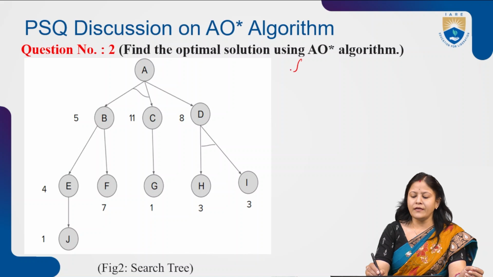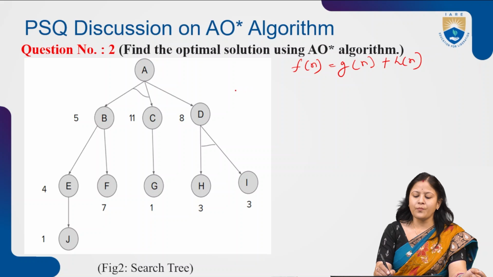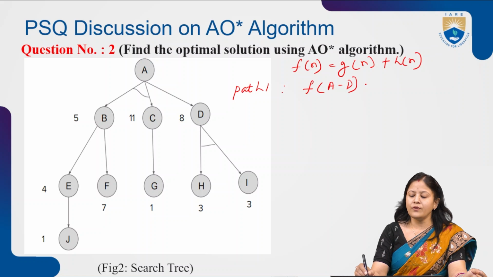As I have already discussed, the cost of any node we can find using the function F of n equal to G of n plus H of n. Gn is the actual cost and Hn is the heuristic cost. Now let us find out first for path 1. Path 1 is f of A to D. Now I think you might be wondering why the Gn value is not given in this search tree.